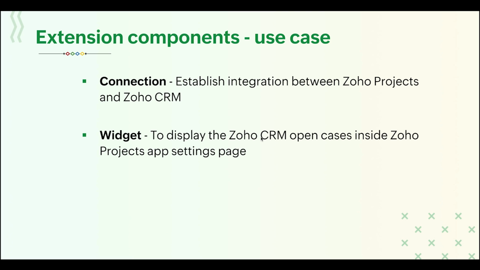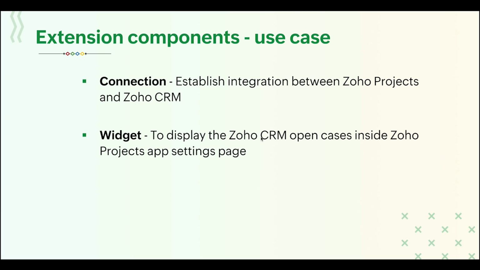So there are two things that we would require majorly. One is the connection. We'll have to establish a connection between Zoho Projects and Zoho CRM, and then we'll have to create an extension and set up our plugin manifest JSON file and our widget code in order to display the Zoho CRM open cases inside the user's Zoho Projects portal.